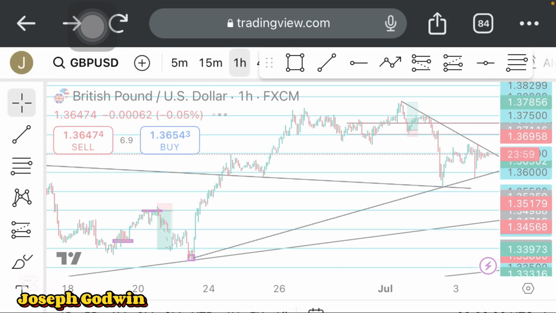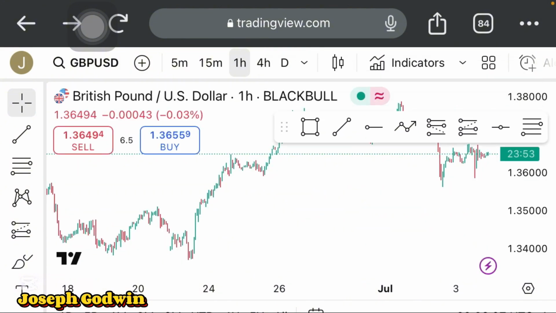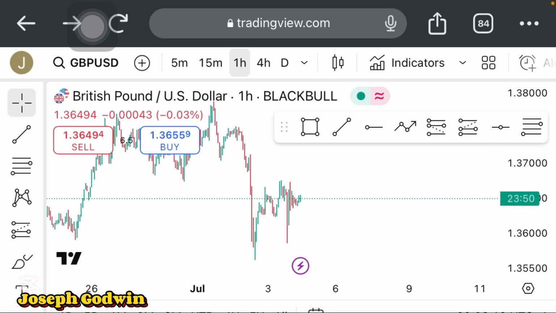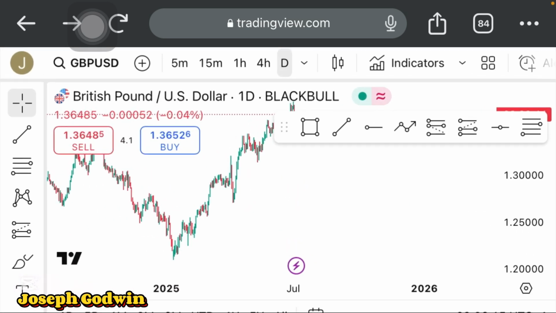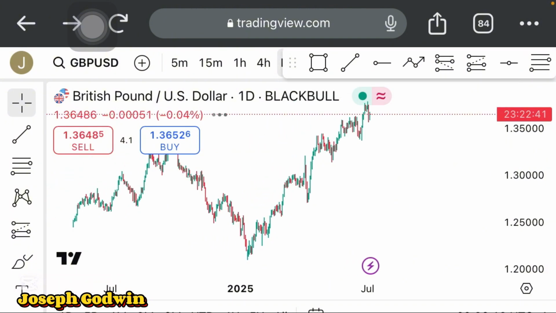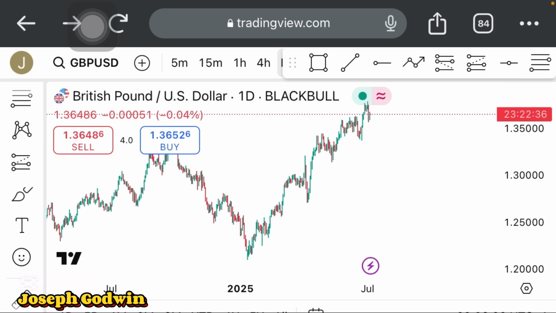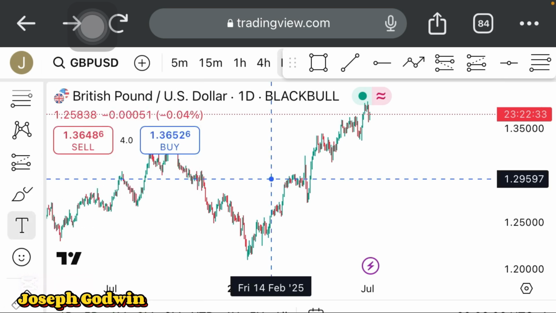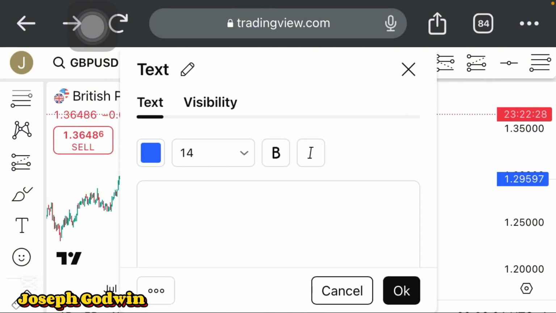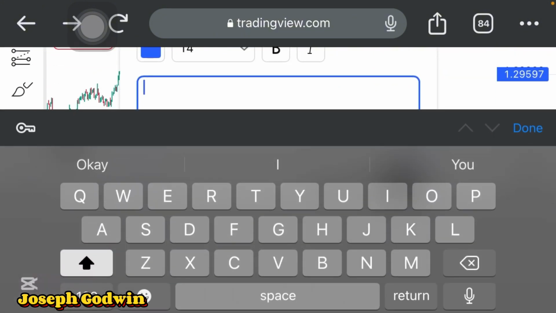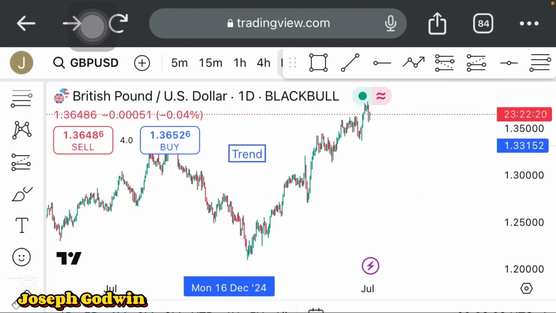Let's use this one. Now, first and foremost, I think everyone's chart should be as clean as this. When you come to a chart like this, you first of all determine the trend. What is the trend saying? First and foremost, you determine the trend. This is the first thing that you need to know.